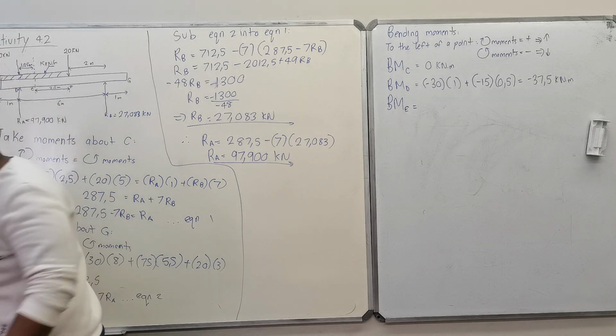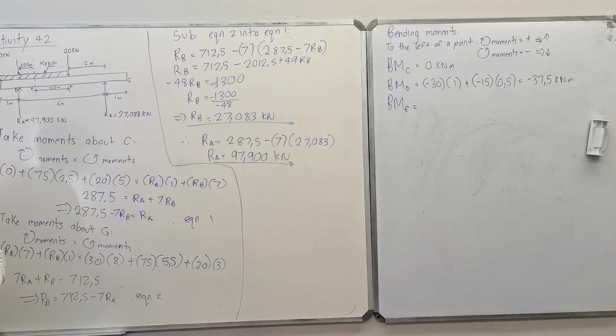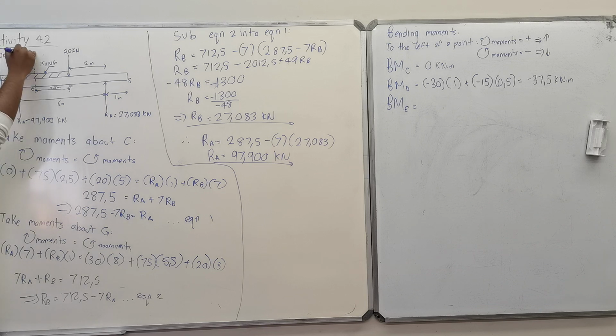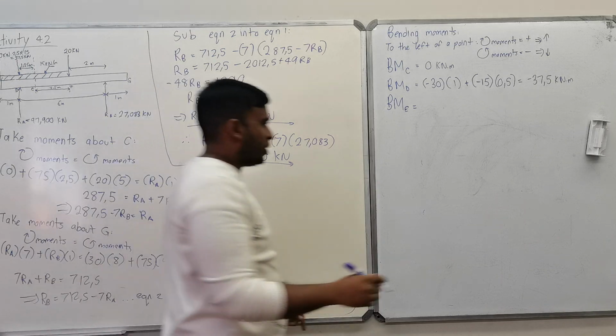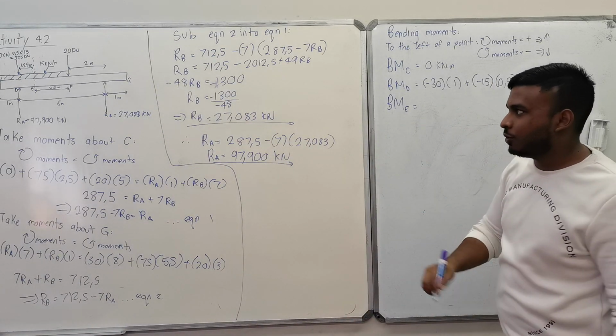1.25, because remember, when you convert a uniformly distributed load into a concentrated load, that force acts at the midpoint of the uniformly distributed load. So it's basically half of the entire load. The entire load is 2.5, so here you would say 2.5 times 15, which is 37.5 kilonewtons.